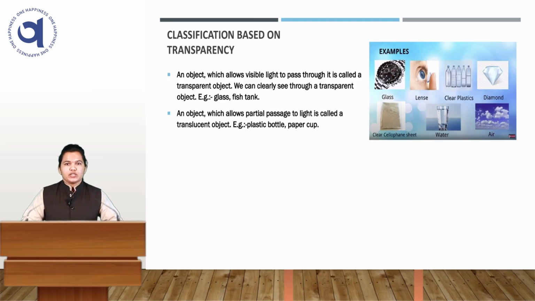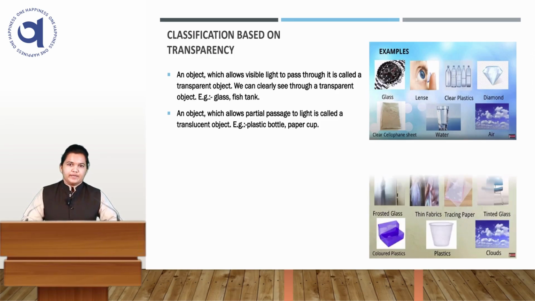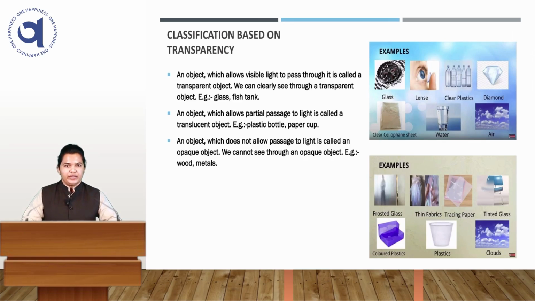An object which allows partial passage of light, a little bit of light that passes through the object, is called translucent. Example, plastic bottle, paper cup, etc. Here we can see examples of translucent material. Butter paper is also an example of translucent material.